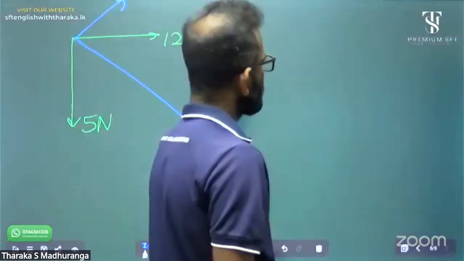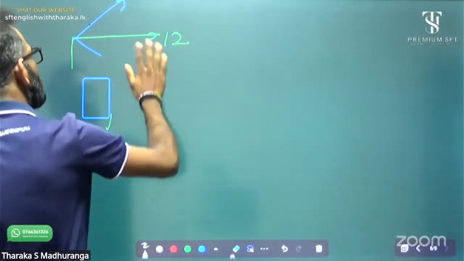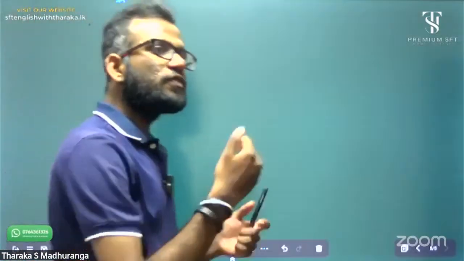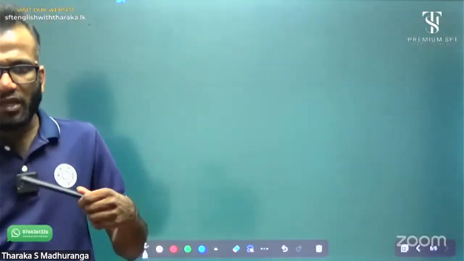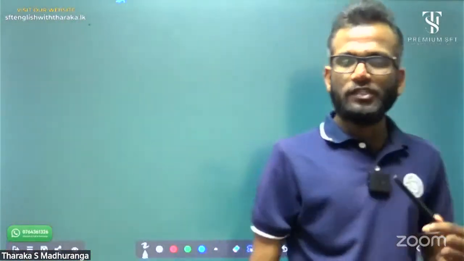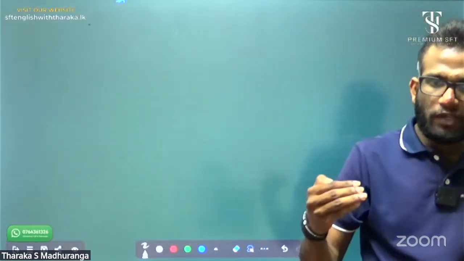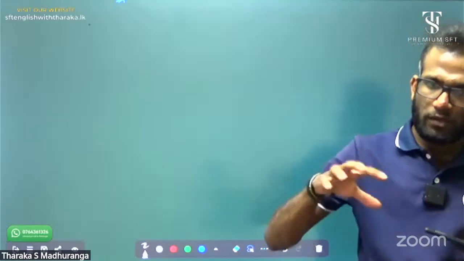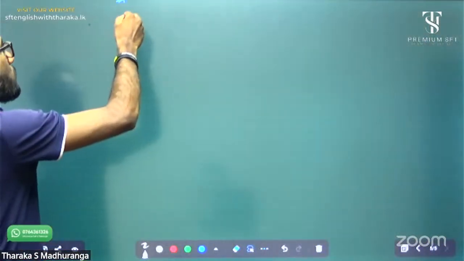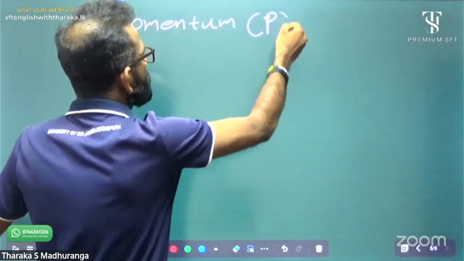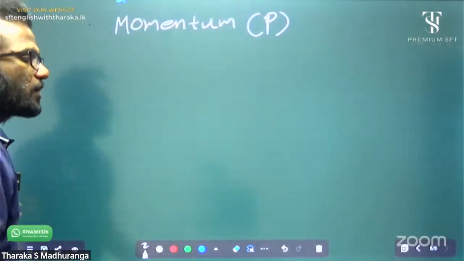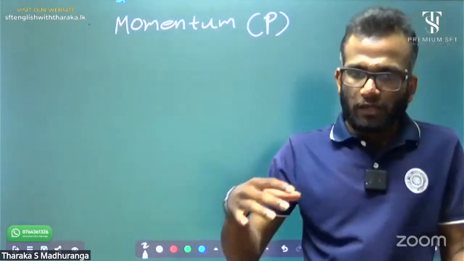Do you remember, in rotational motion, we discussed the moment of inertia. In rotational motion, what is the meaning of moment of inertia? Capital I, moment of inertia. The reluctance of any object to change its rotational motion, right? It is the same in linear motion. In linear motion, it is momentum, P. The reluctance of any object to change its motion.